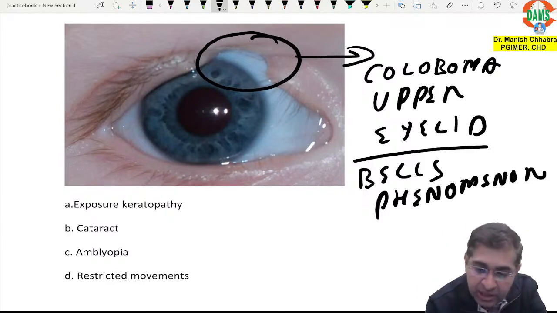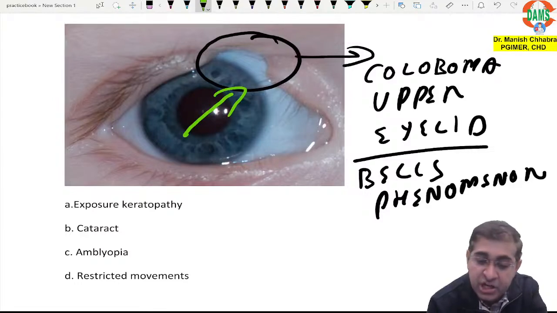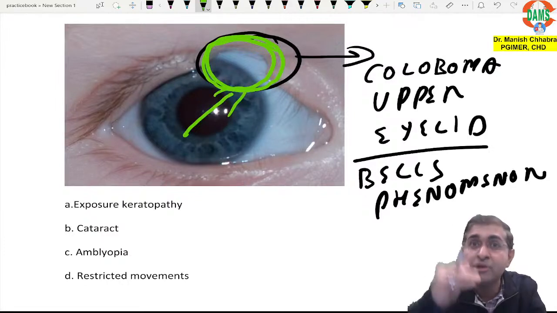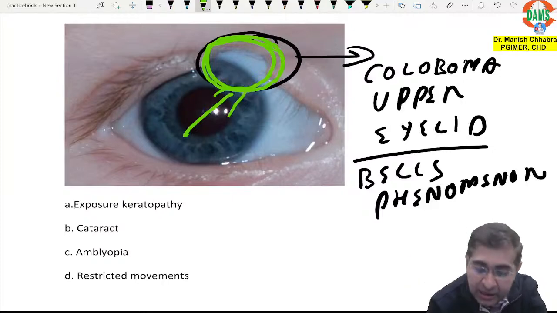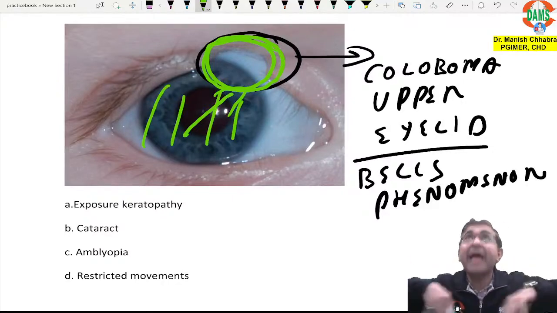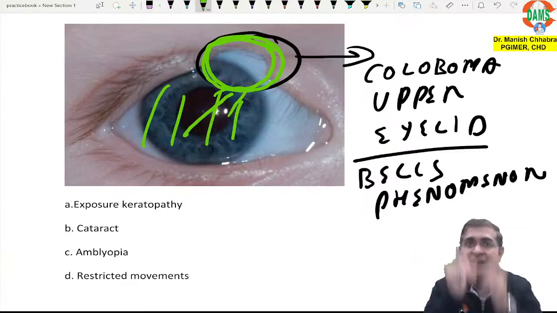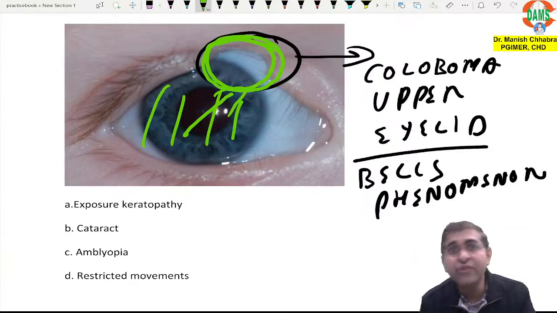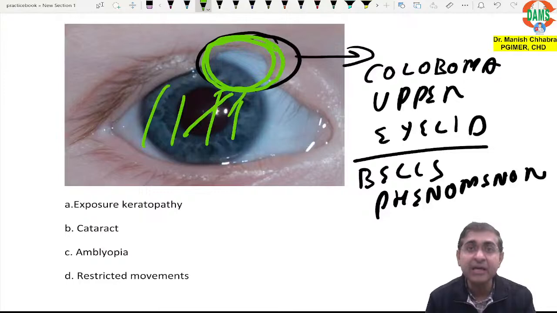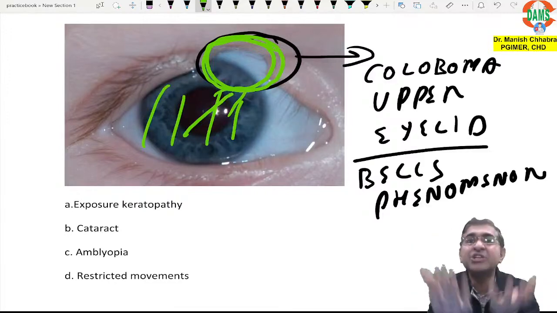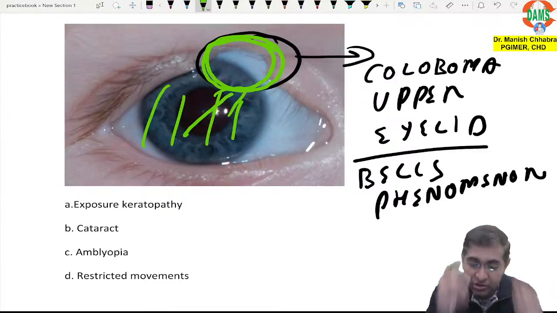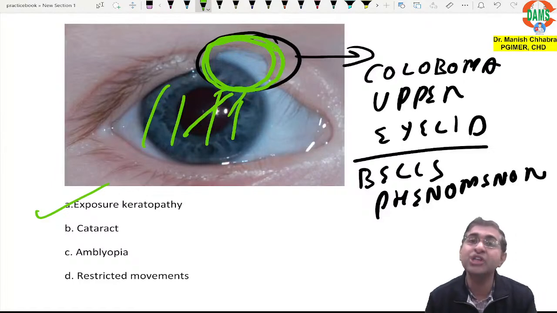But when the eye rolls up and outside, this part of the eyelid will not be able to cover the cornea. While sleeping, this part of the cornea will remain exposed to the external environment, due to which there will be drying of the surface of the cornea, which will induce inflammation, which may lead to corneal ulcer. So you call this exposure keratopathy.